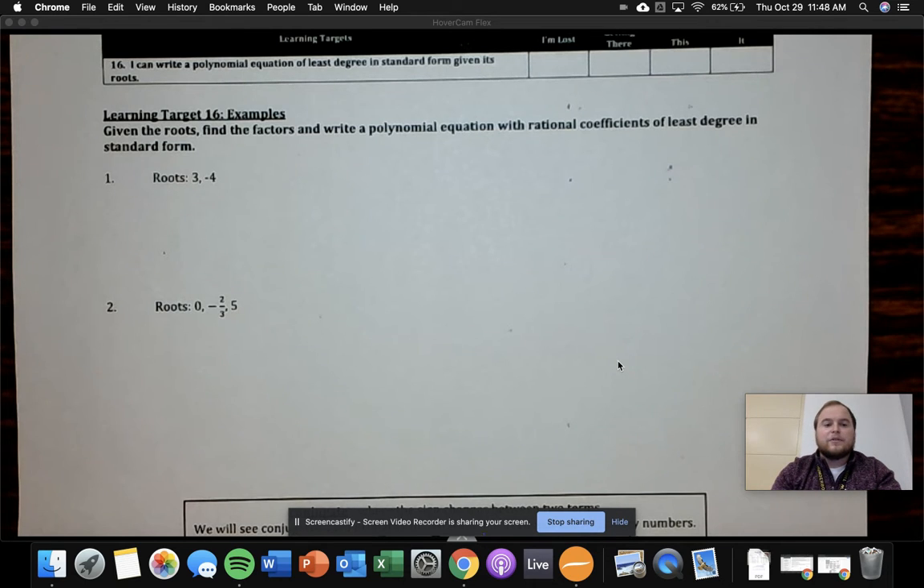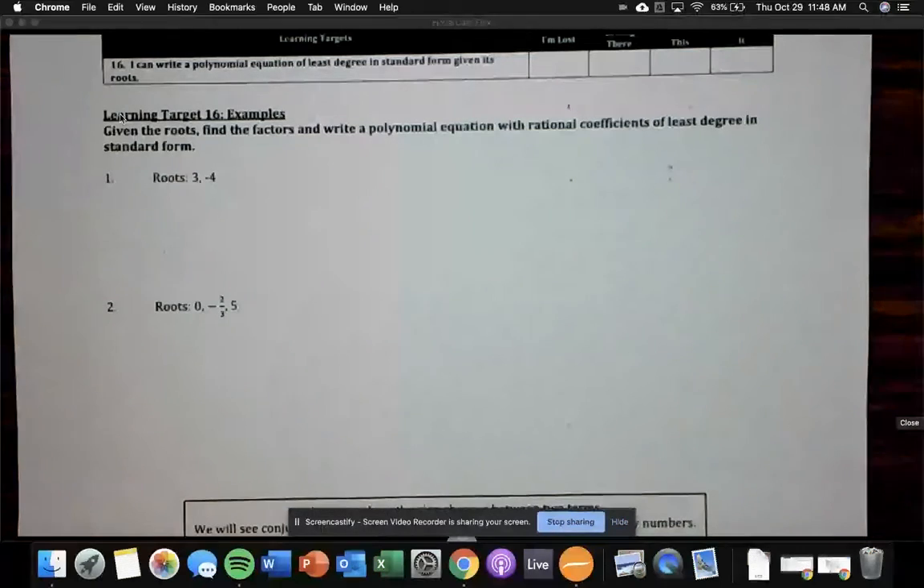So recently we've been doing a lot of finding roots from functions, and today we're going to be working backwards. We're going to be writing polynomial equations in standard form given the roots of a function. So let's go ahead and practice a little bit. In number one and number two here, we're given the roots, and we need to write the polynomial equation that goes along with them.